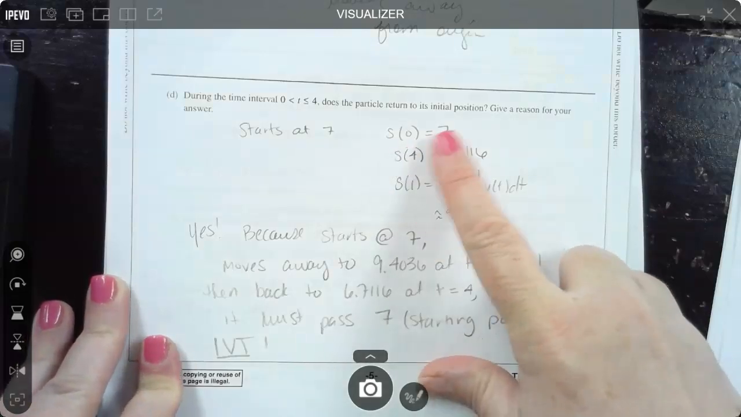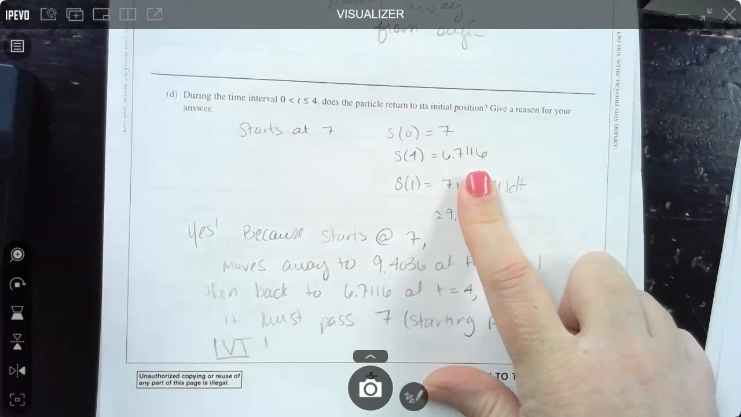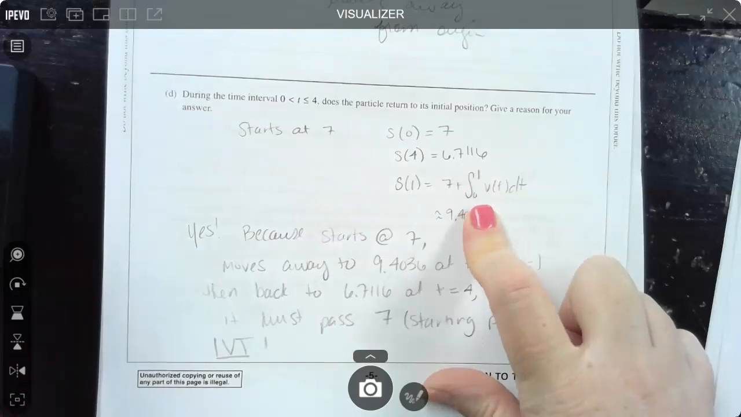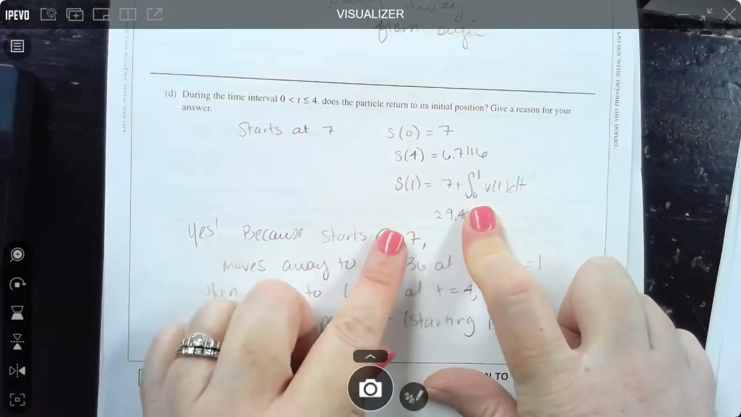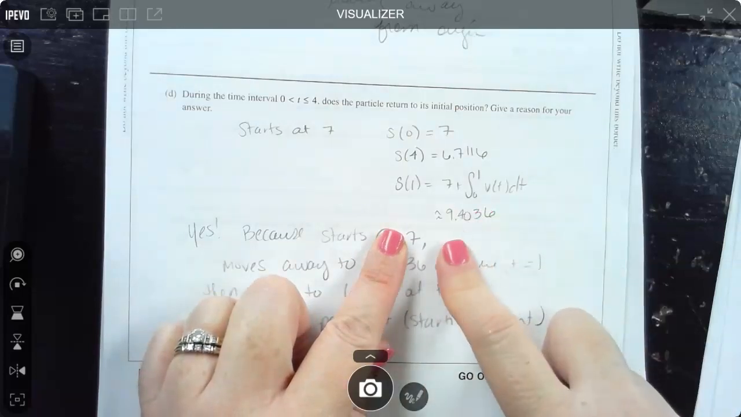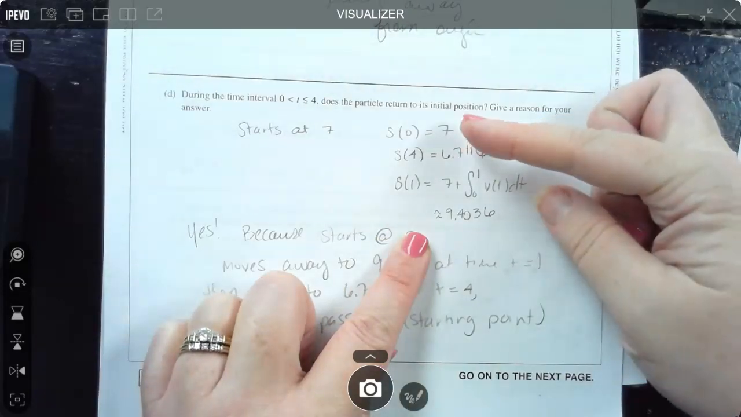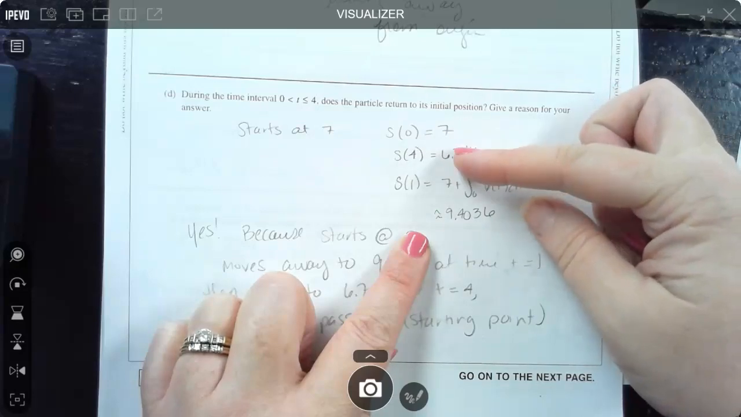I started out this one doing the position at 0 and the position at 4, because I knew that, and I took that from my prior problems. And then it says, does the particle return to its initial position? And then what did I do? S of 1. Oh, I wanted to see if the position was going up or down.